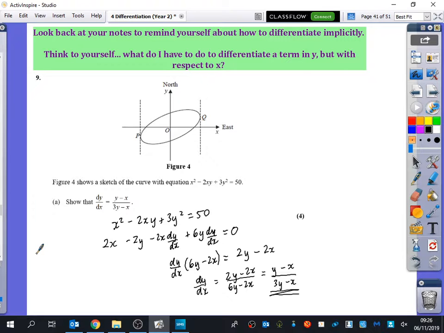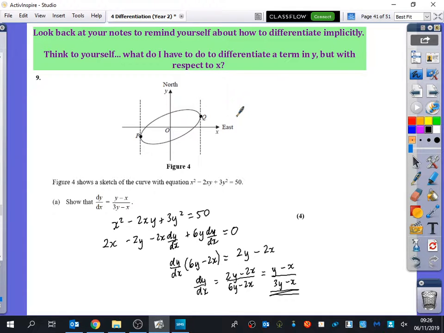Yeah, it looks like this diagram that they've got here. They've obviously indicated something about P and something about Q. And they're going to ask you to find the coordinates of P and the coordinates of Q. Have you got any ideas about what kind of strategy you might be able to use to find those coordinates of P and the coordinates of Q?